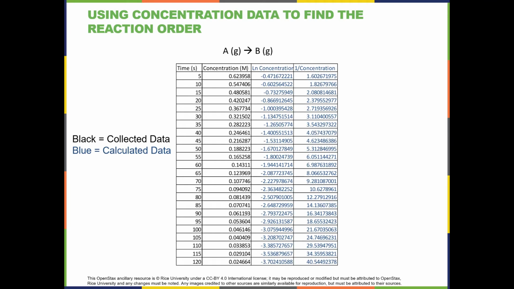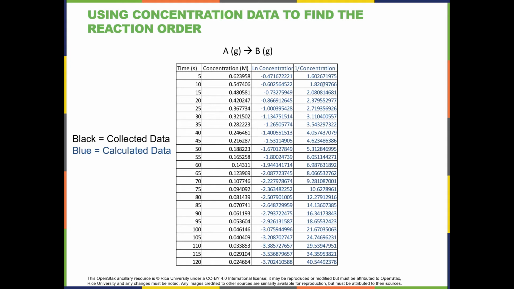Here we're looking at some concentration data and some time data that maybe was collected in a lab. And if we look here, we have the concentration of A as time goes on. I can tell this is the concentration of A because it started at 0.62 molar and it ended up at 0.024 molar, meaning that A is being used up, or the concentration of whatever we're measuring here is being used up, and therefore it's A. The blue values are calculated. I can easily determine the ln of this concentration in Excel, just equals ln of this cell and drag it down. And I can easily determine 1 over the concentration by taking 1 divided by this cell, and drag it down.